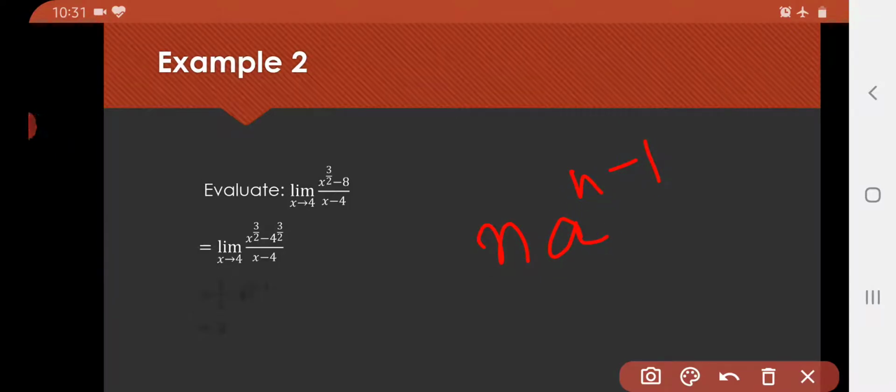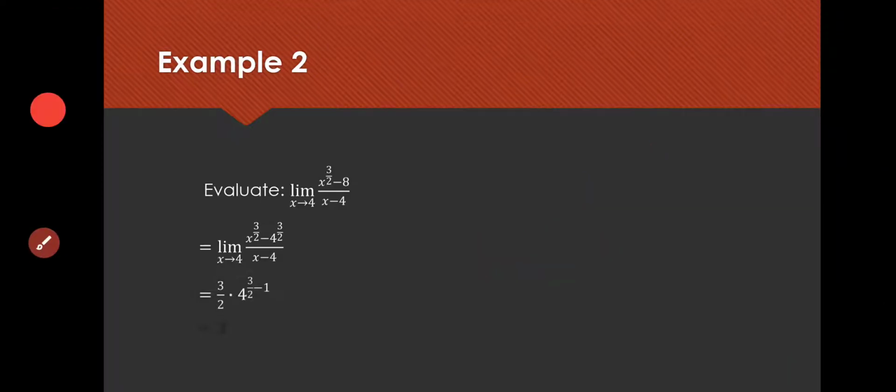So if I put the value, n is 3 by 2, a is 4, so it is 3 by 2 into 4 to the power 3 by 2 minus 1. Now if you just calculate, the value is 3. Fine.